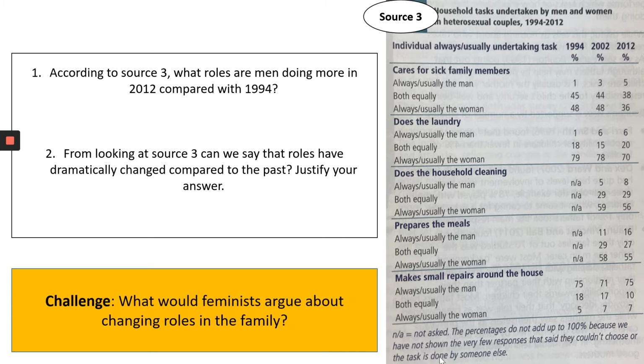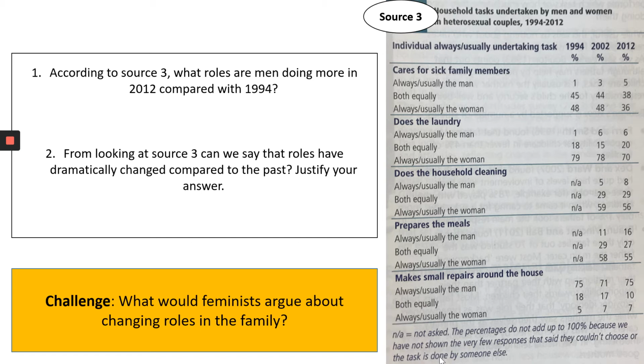So let's just take and interpret the first task, just so that you can then go off and interpret the others. So then the percentage of men and women that are caring for sick family members, in 1994, only 1% of families had the man always or usually caring for the sick family members. It has increased to 5% in 2012, but we can see that mostly in 1994 it was done by the woman.